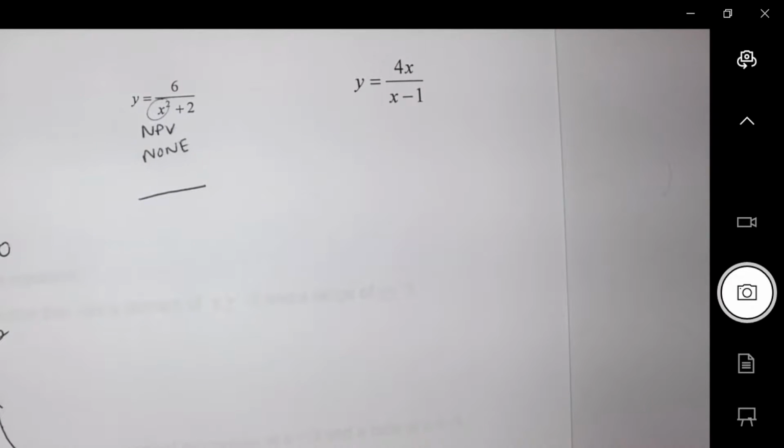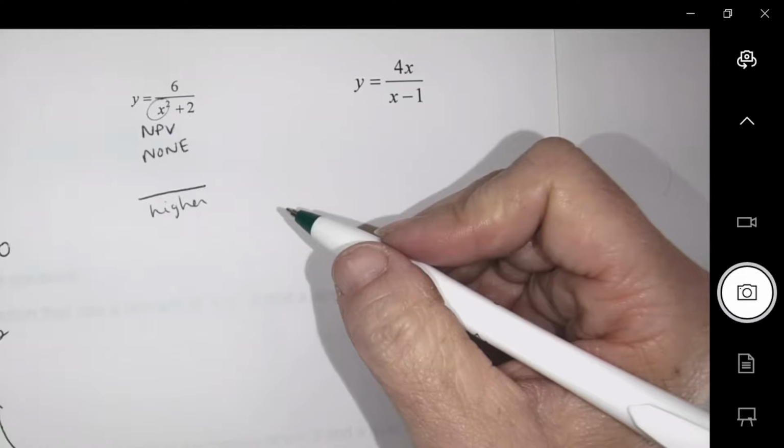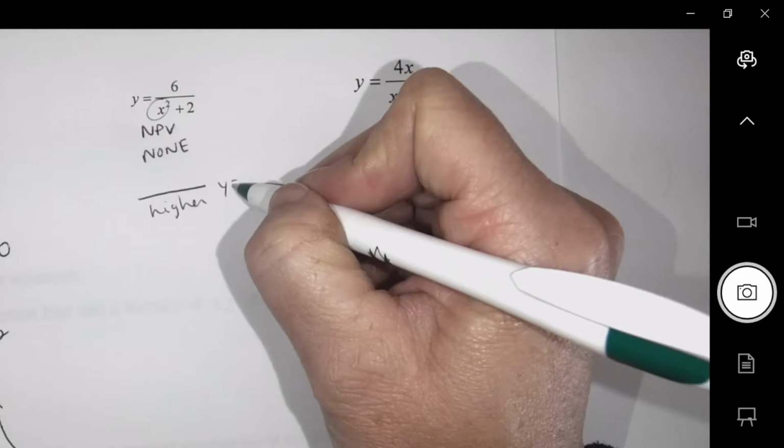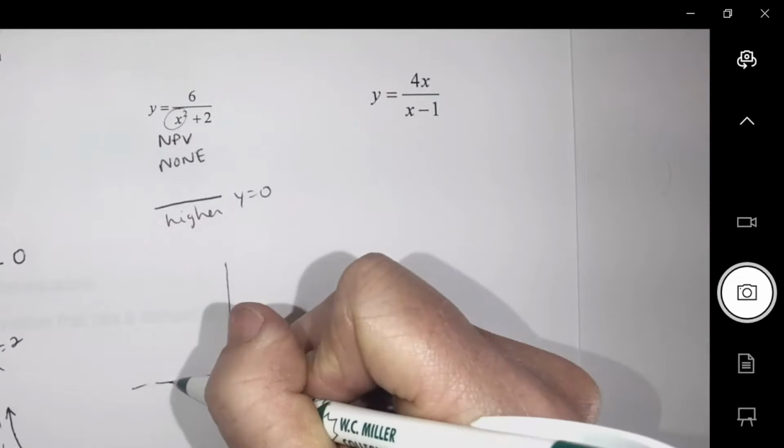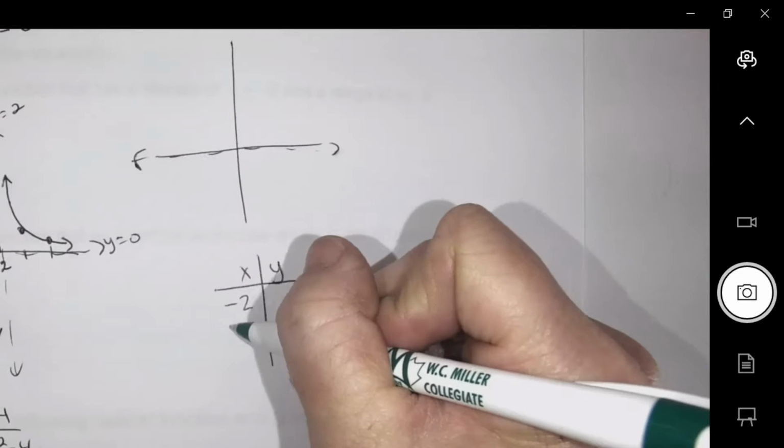Tell me about the degrees. Higher, same. Higher on the bottom. So what's your equation of your asymptote? Y equals 0. So that's all I know right now. Okay, I don't really have an x value that I'm going to plug in specifically. So I'm probably going to do the center few points here.